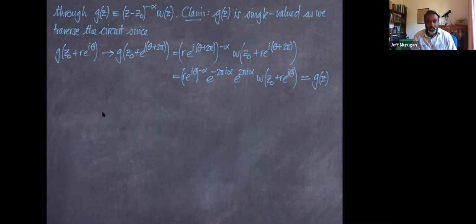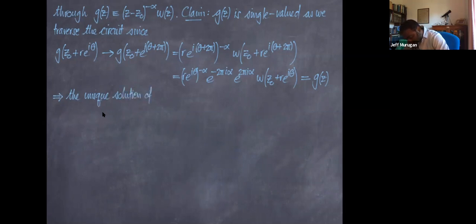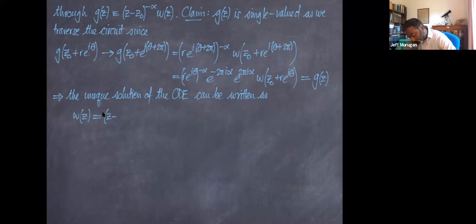Well, that means that the unique solution of this first order linear differential equation can be written, and we've just constructed this, as W of Z equal to (Z minus Z naught) to the alpha times G of Z, for G of Z some single valued analytic function. Any questions about this particular example?